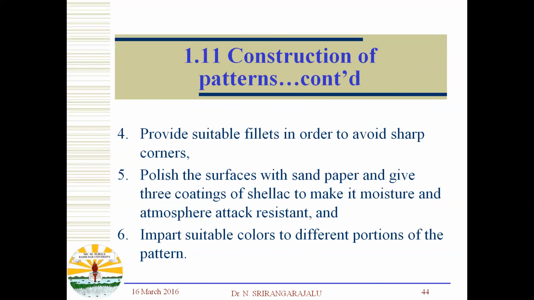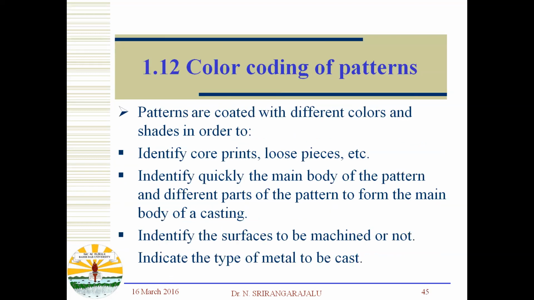So provide suitable fillets in order to avoid sharp corners. Polish the surfaces with sandpaper and give 3 coatings of shellac to make it moisture and atmospheric attack resistant, and impart suitable colors to different portions of the pattern. So patterns are coated with different colors and shades in order to identify core prints, loose pieces, etc., and to identify quickly the main body of the pattern and the different parts that form the main body of the casting.